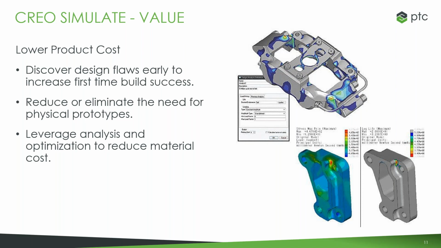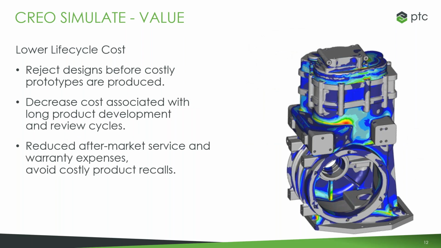You can also leverage the analysis and optimization to reduce material cost. Just running a simple analysis and optimization might be able to reduce material use. If you run an optimization like that on every model that you have and reduce it by even 5%, 10%, that's a lot of material savings if that becomes a regular part of your process.